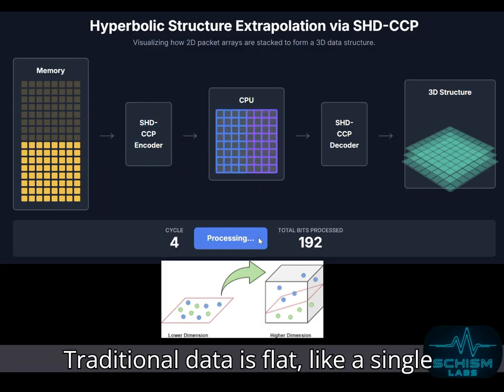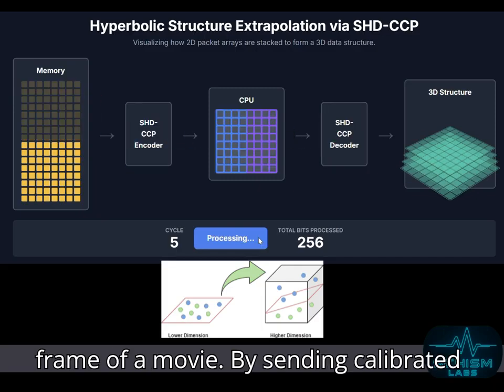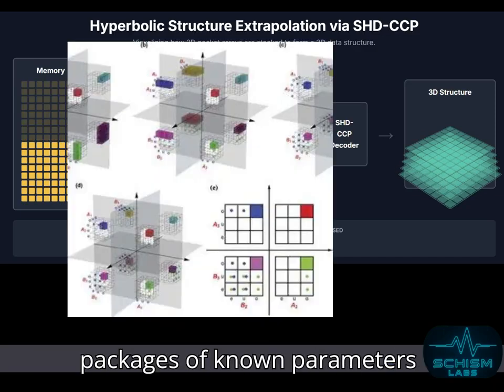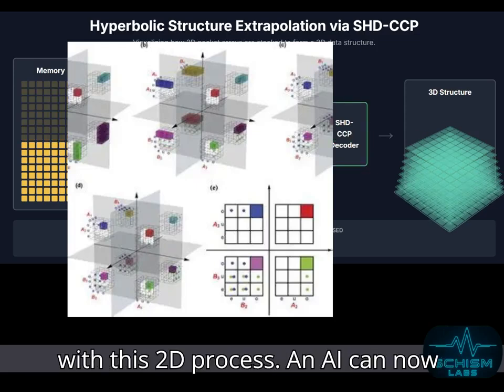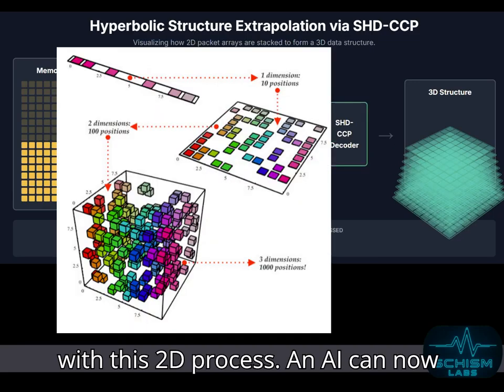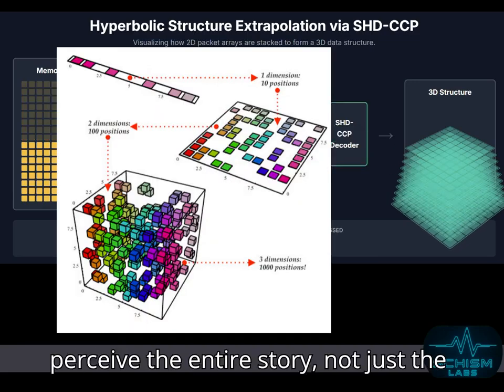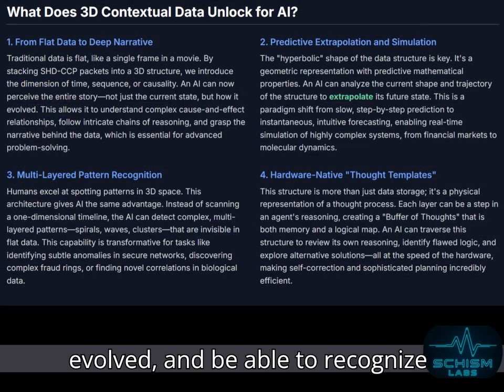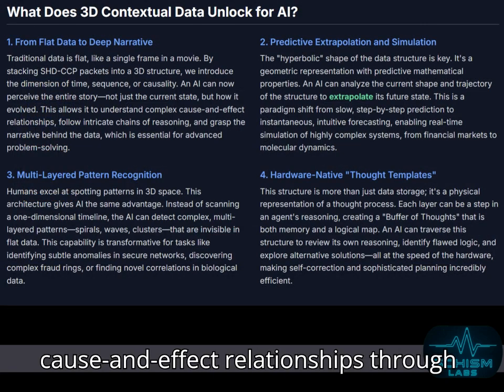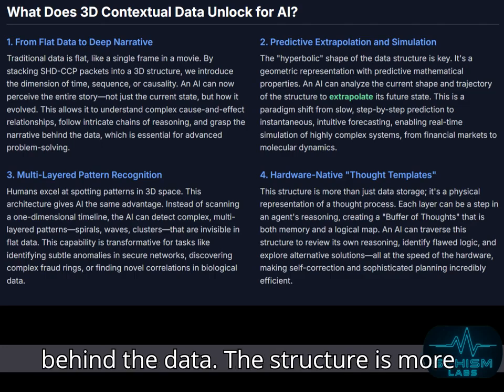Traditional data is flat, like a single frame of a movie. By sending calibrated packages of known parameters sequentially, we can create 3D structures with this 2D process. An AI can now perceive the entire story, not just the current state. It will know how a system evolved, and be able to recognize cause and effect relationships through chains of reasoning and grasp the narrative behind the data.